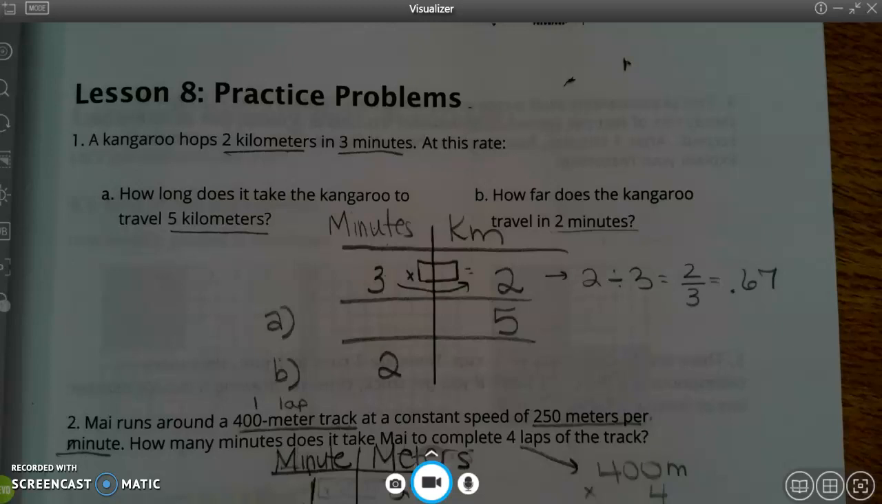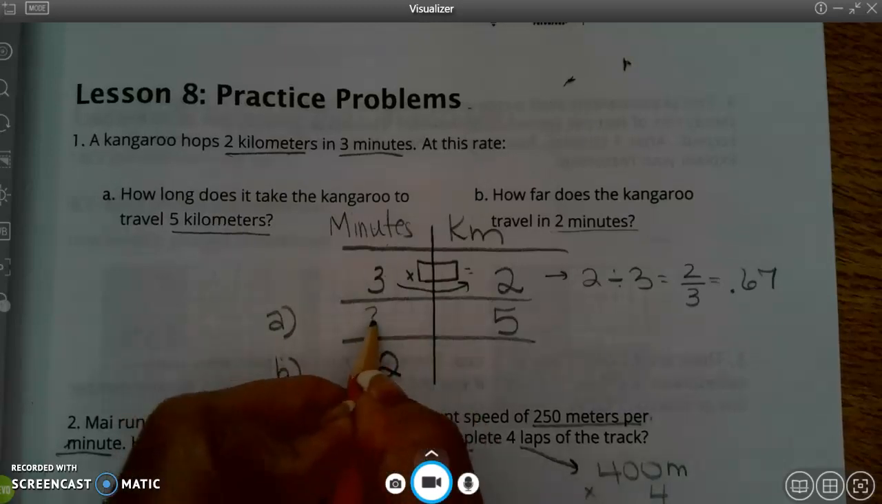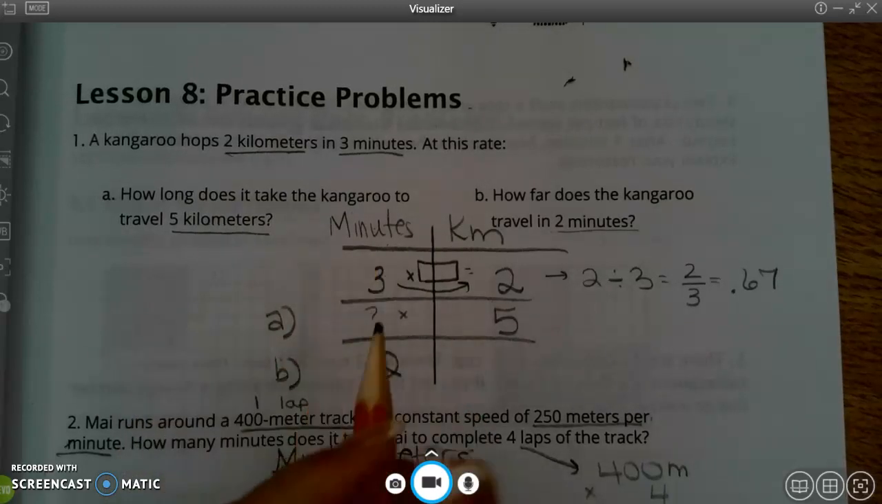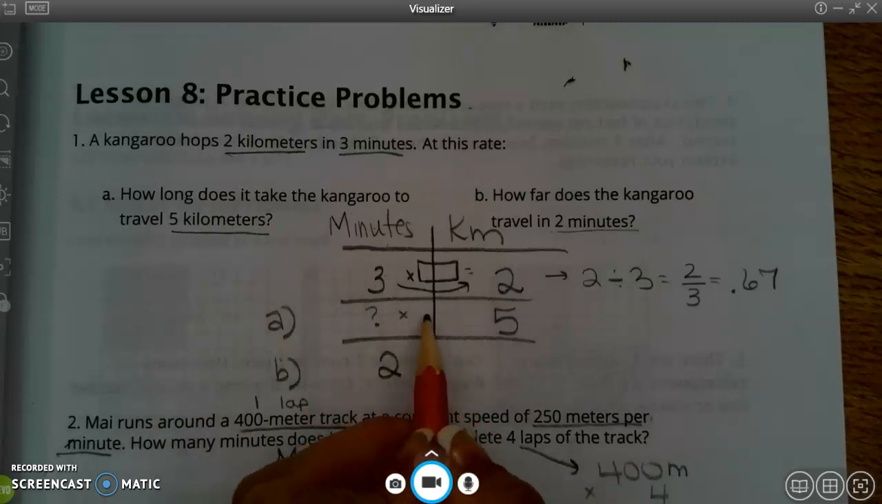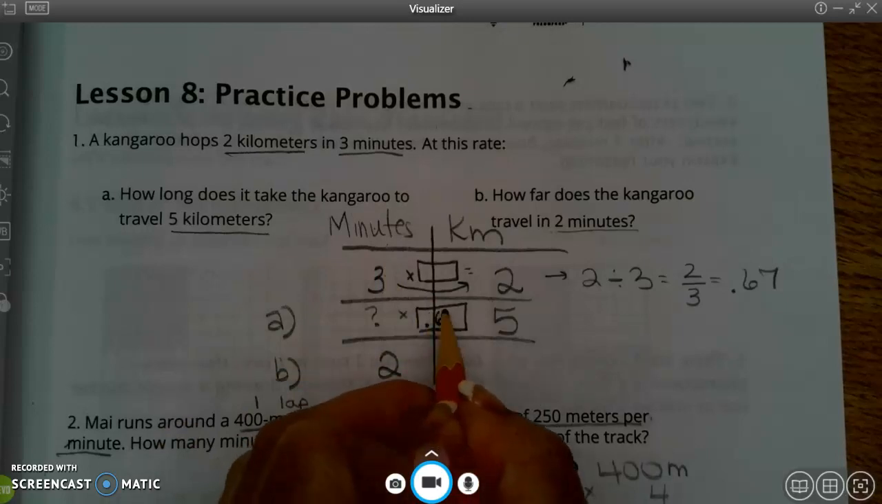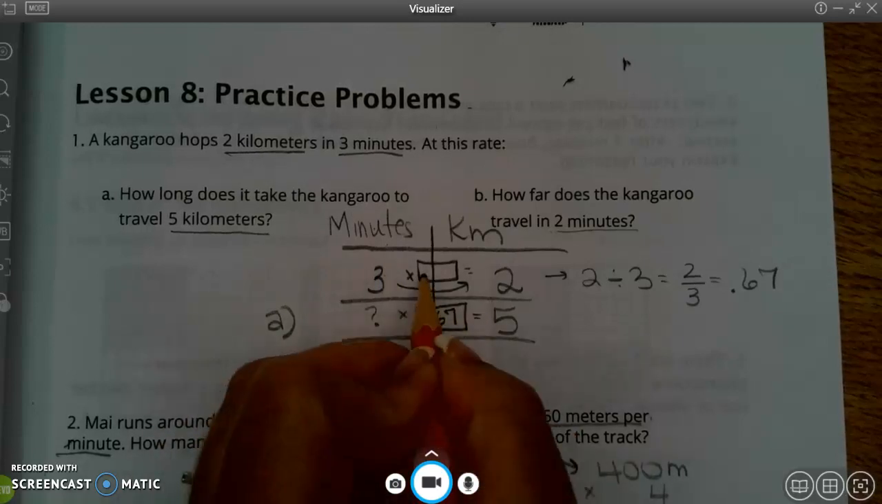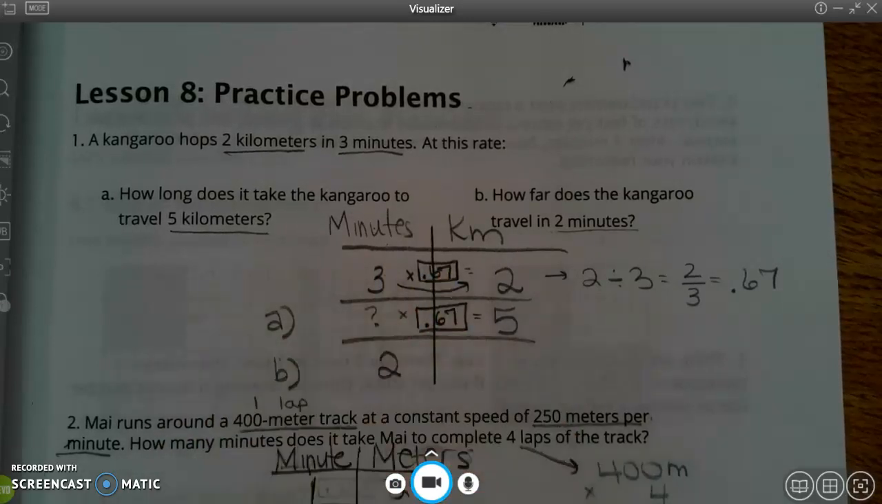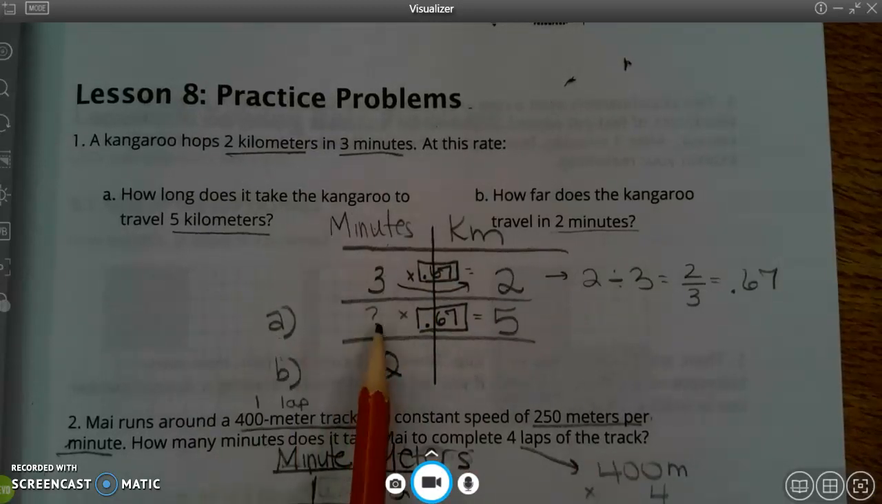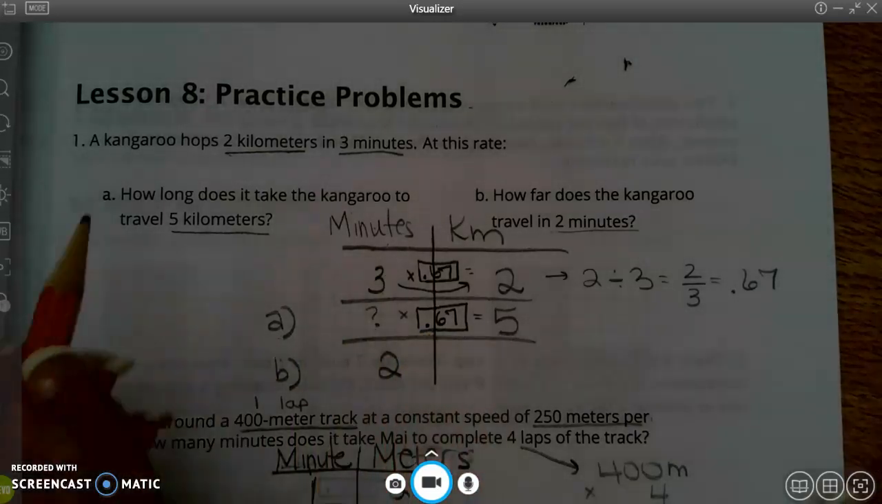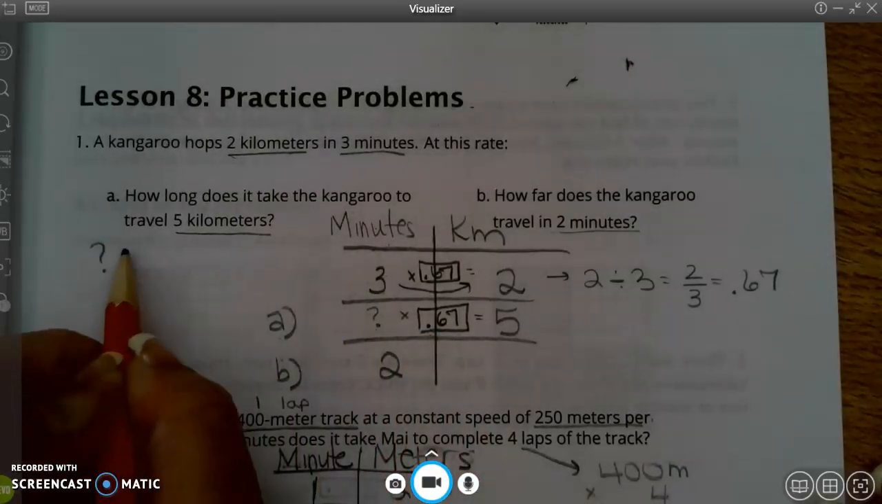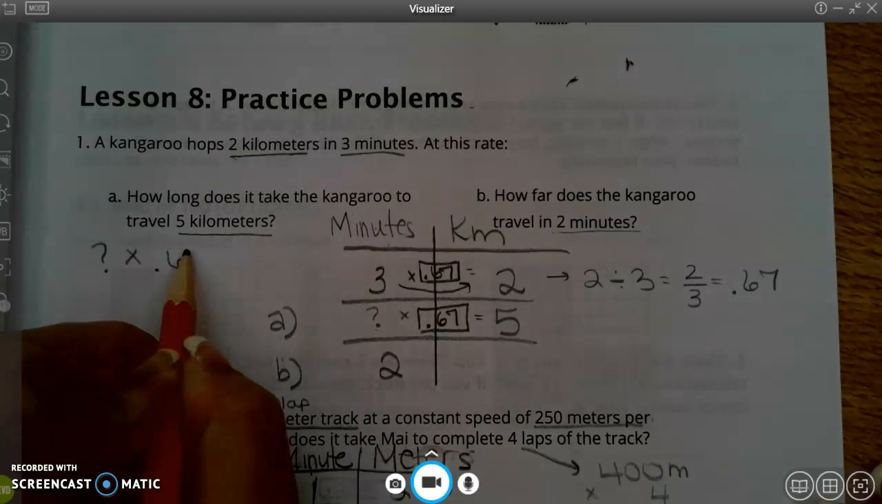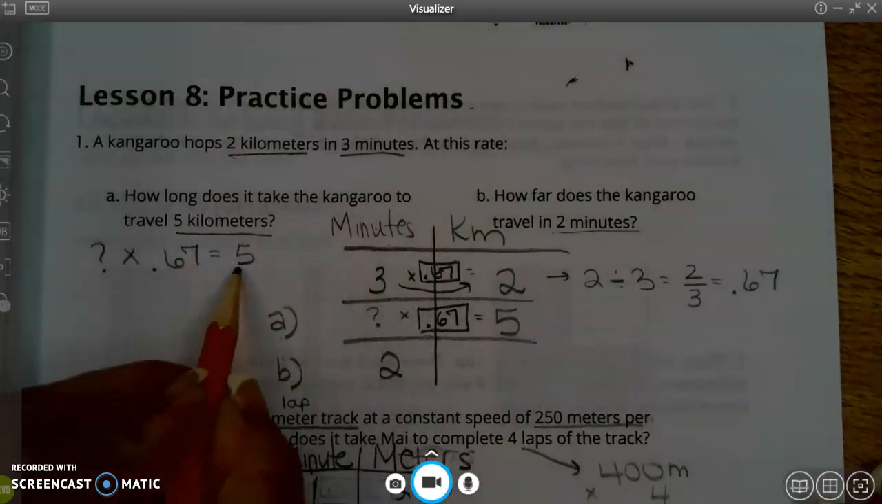So now what this tells me is this number, however many minutes it is, I'm going to multiply it by 67/100, and it's going to equal 5, because in a table the rates are the same. So to answer question A, some number times 67/100 equals 5. So there's my equation. Some number times 67/100 equals 5 kilometers.